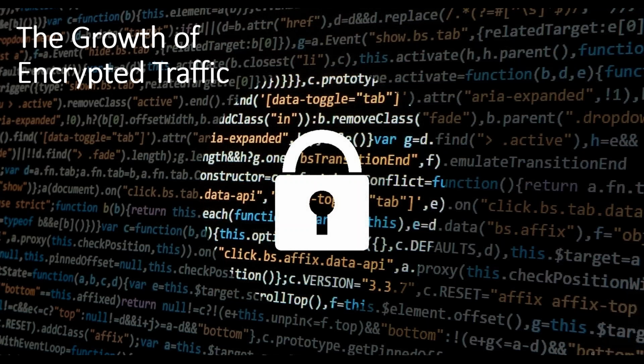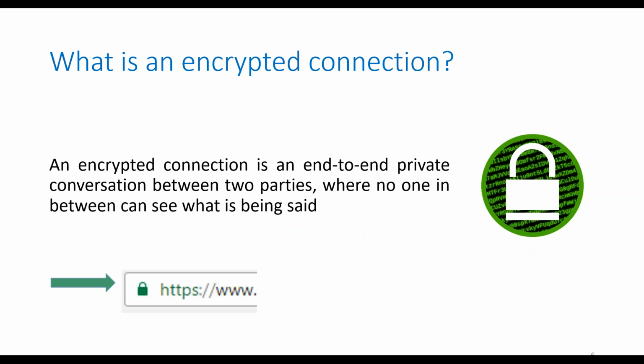So, Zach, can you clarify for me exactly what an encrypted connection is? It's a great place to start. An encrypted connection is an end-to-end private conversation between two parties. Nobody can see what's being said in the middle. The most common encrypted connection is the HTTPS connection that we make while we're browsing the web every day. The green lock icon that you see on the slide here is the hallmark indication that the session you are in is an encrypted connection.